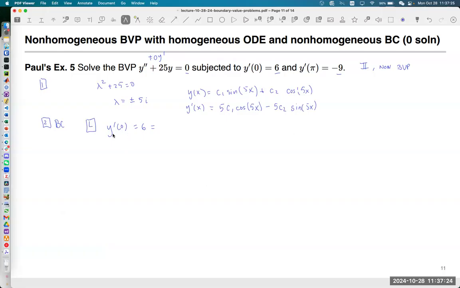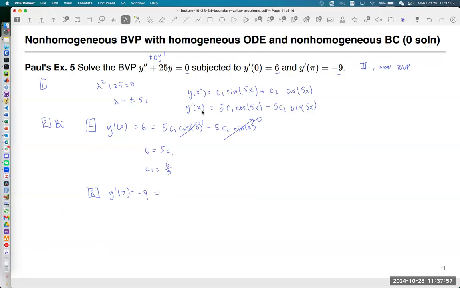So if we look at the left boundary condition and substitute 0 into all the first derivative, we have 5c1 cosine of 0 minus 5c2 sine of 0. Sine of 0 is 0, cosine of 0 is 1. So we have 6 is equal to 5c1. C1 is equal to 6 divided by 5. For the right boundary condition, we have y prime of pi is equal to minus 9.